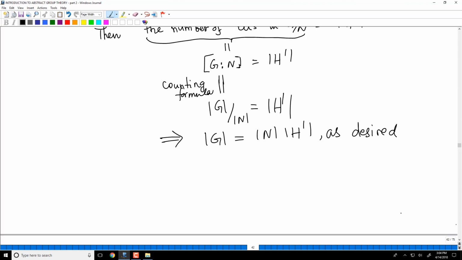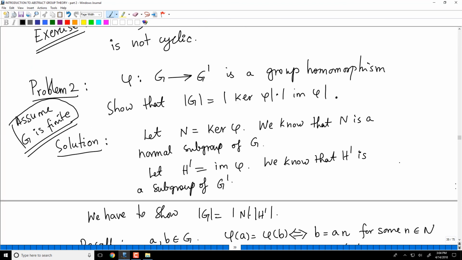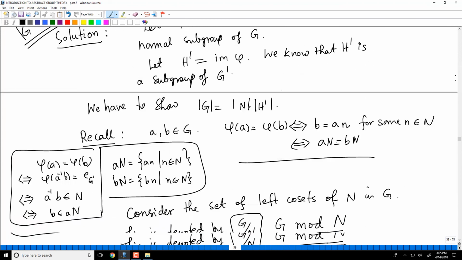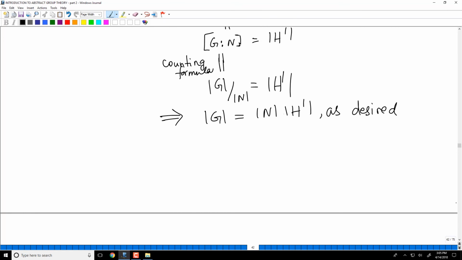This is exactly what we wanted. The problem asked to prove that order of G is equal to order of kernel phi times order of image phi. Kernel phi was denoted by N, image phi was denoted by H prime. So order of G is equal to order of kernel phi times order of H prime. So that completes the solution.